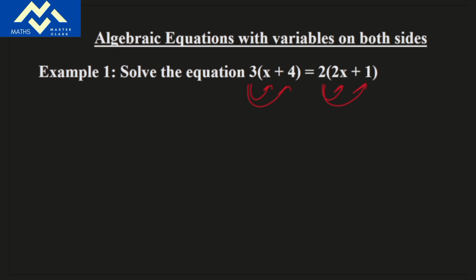So we have 3 times x equals 3x, and 3 times 4 equals 12. 2 times 2x equals 4x, and 2 times 1 equals 2.